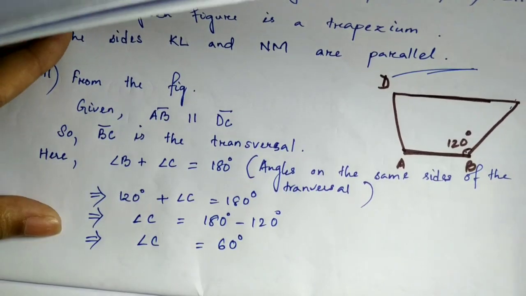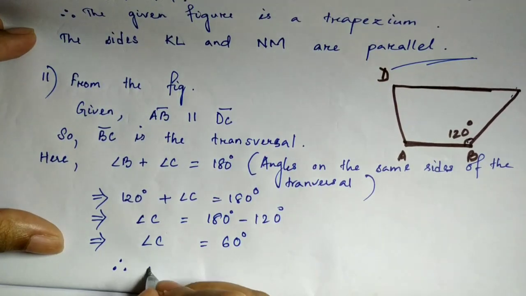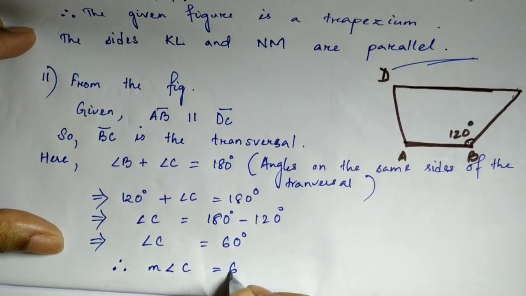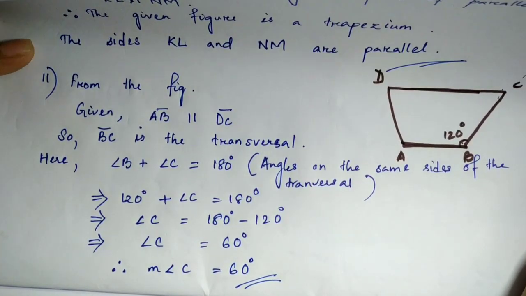So isn't that the measure of angle C? So you can write, therefore, the measure of angle C is equal to 60 degrees. Write the degree properly, and hence we have the solution.